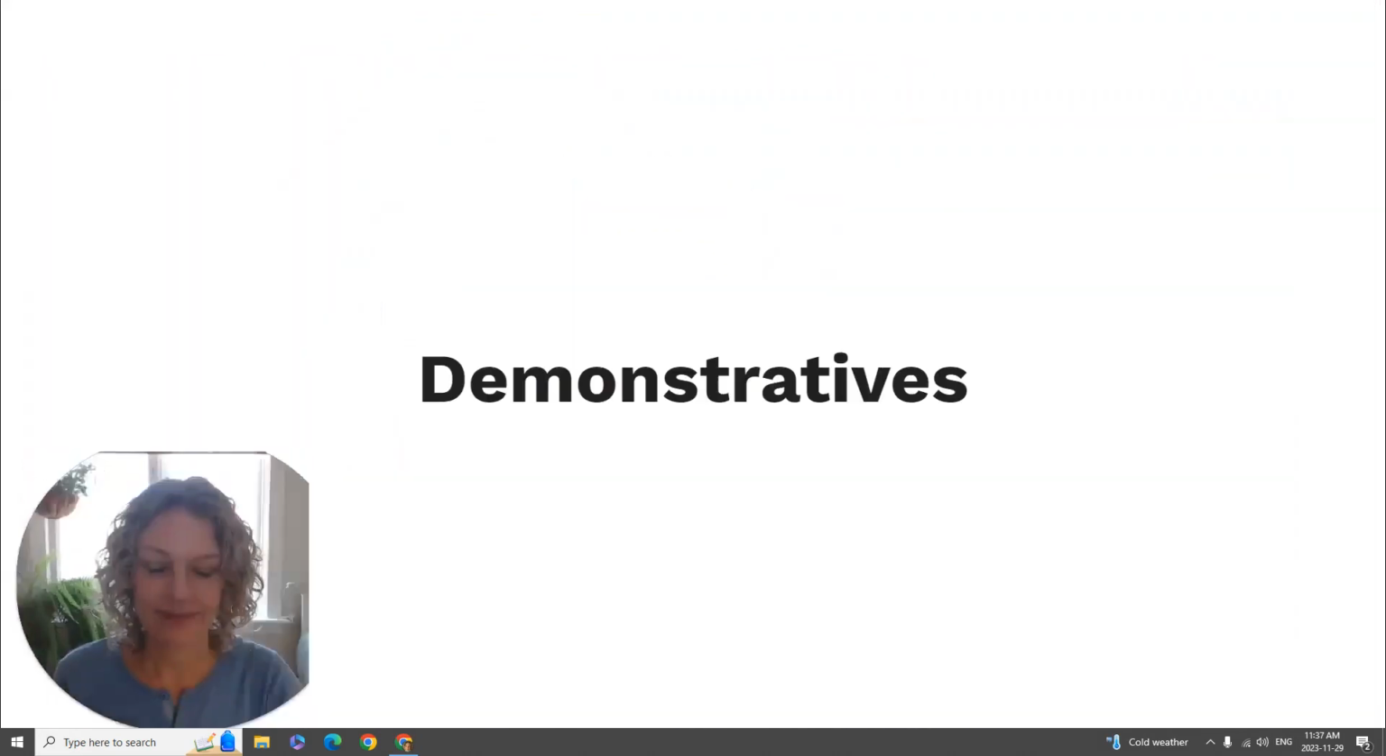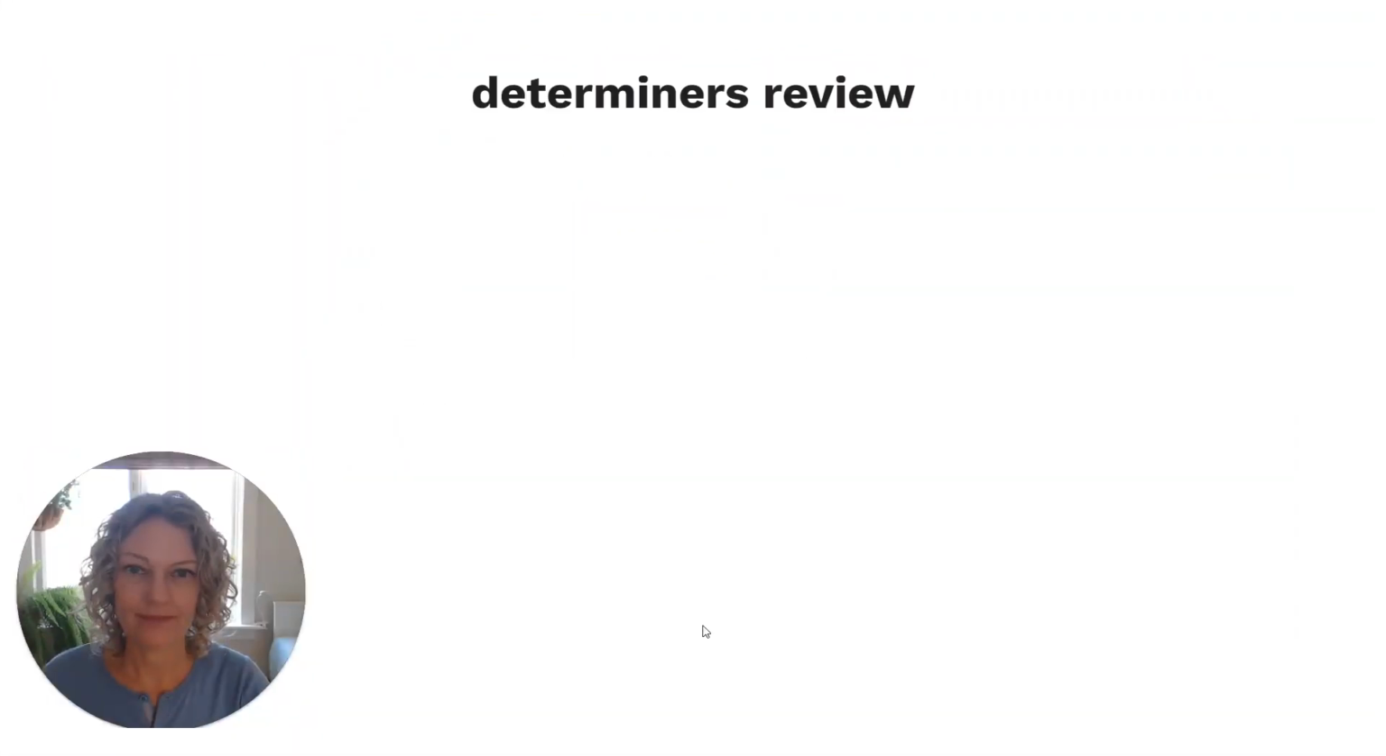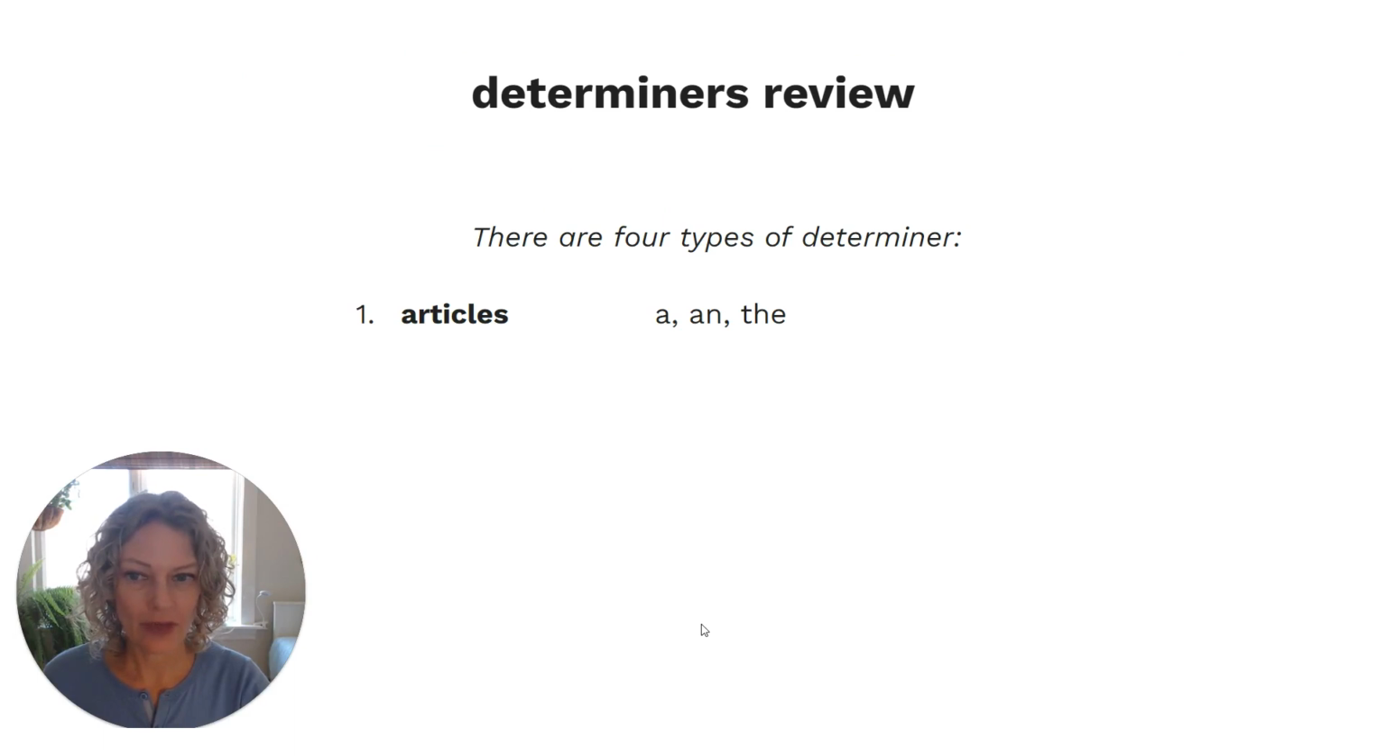In this lesson, I'll talk about demonstratives, which are the determiners we use to show distance. So let's just do a quick review of what we've learned so far. There are 4 types of determiner. The first type we learned about were articles, and those are a, an, and the. And those show whether a noun is general or specific.